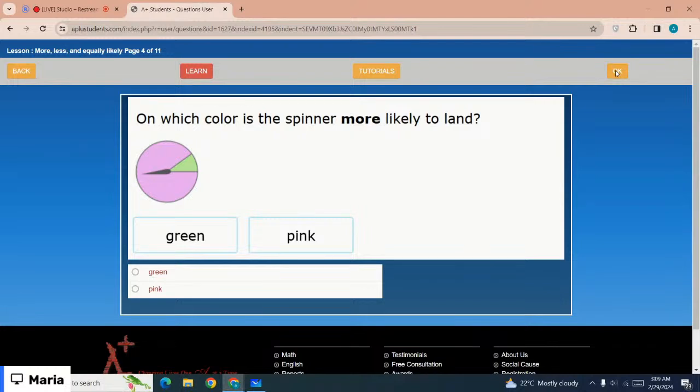Now you have to see more likely. Understand the question first, then answer, right? More likely now it is. So it will more likely land on the color that has more portion. So which color is more? Understand the question, then answer. Please do not answer right away.